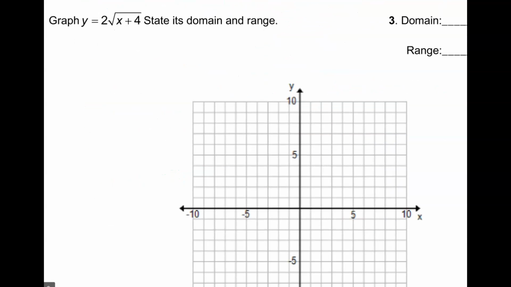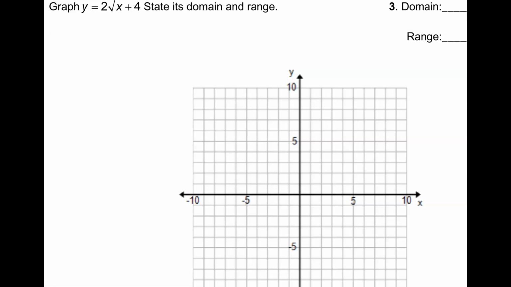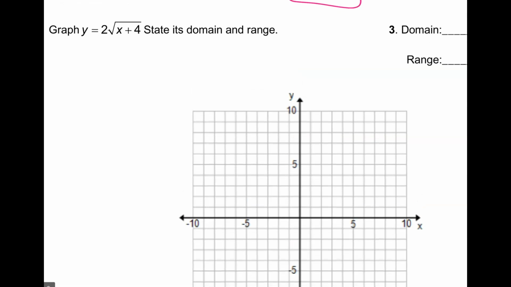All right, graph. State the domain and range. This is literally like number 5 on your test. I'm telling you what the problems I'm asking you are. This is like number 5 of your test. So I need to graph it. What are my original parent function points?